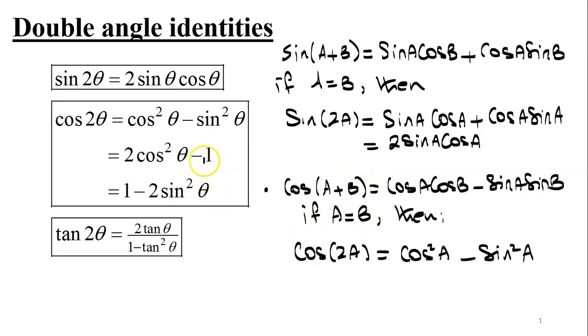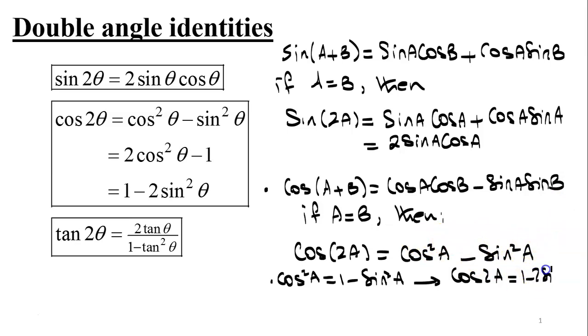However, the other two versions of the double angle identity of cosine come from this first one using the Pythagorean identity. Now we know that cosine squared a is 1 minus sine squared a, so that would lead me to this third double angle identity of cosine. So replacing cosine squared a by 1 minus sine squared a, minus sine squared a again, that would leave me with 1 minus 2 sine squared a.